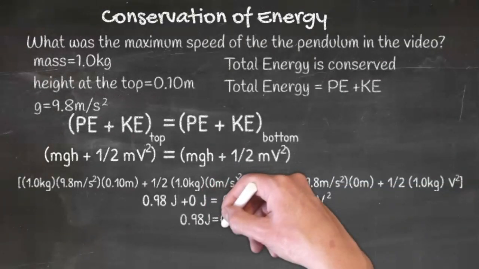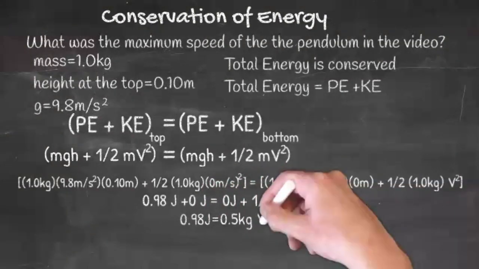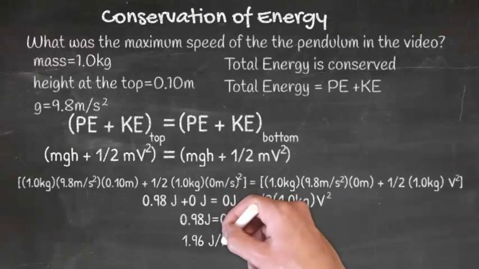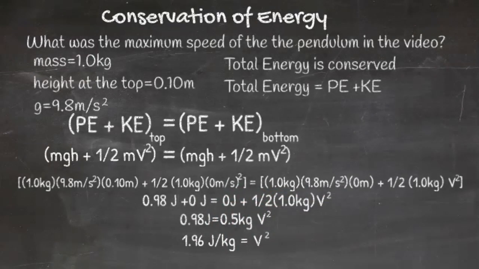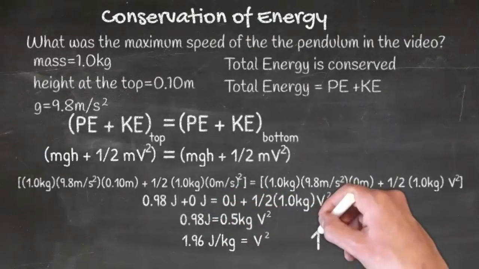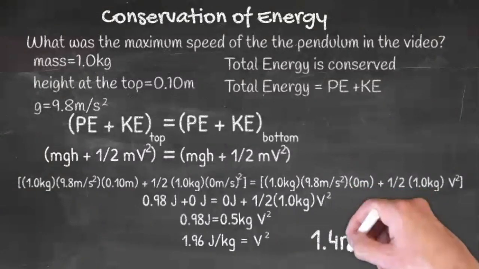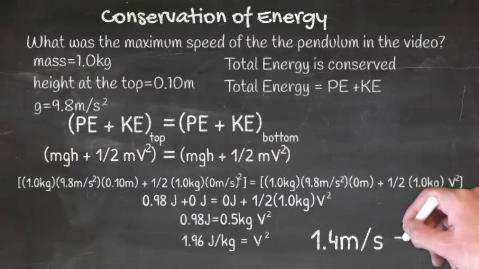Solving that, you get 0.98 joules equals 0.5 kilograms times v squared. Bring the 0.5 kilograms over, you have 1.96 joules per kilogram equals velocity squared. Now we take the square root and we get the velocity is 1.4 meters per second.